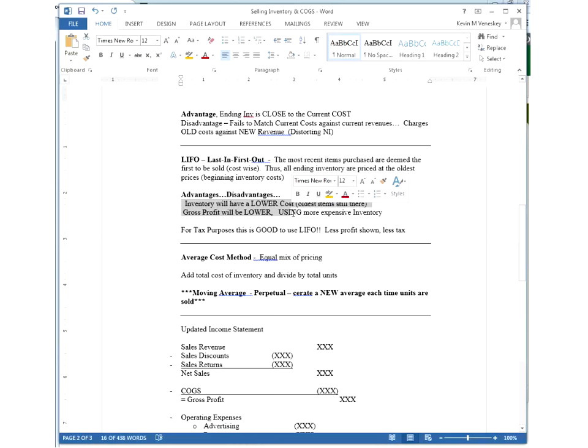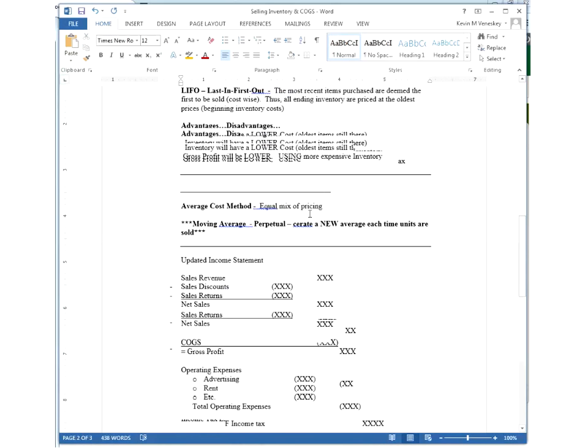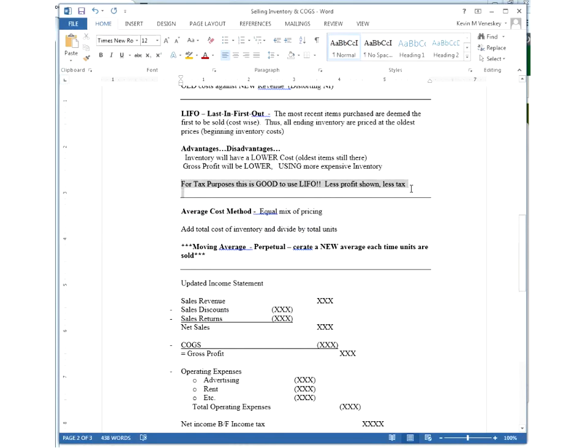So therefore, if I do this, it's just the opposite of FIFO for the advantages and disadvantages. Here, our cost of goods sold is going to be a lot closer to actual market, whereas the ending inventory is going to hold the older stuff and maybe not be quite as accurate.